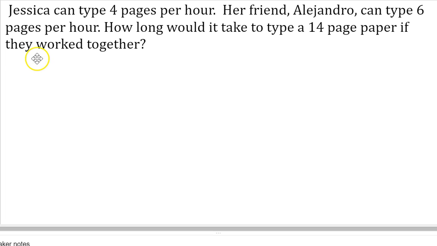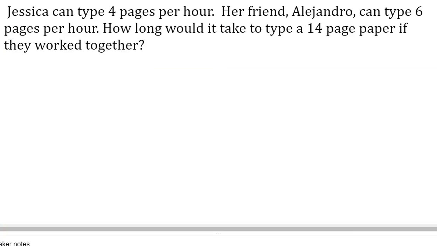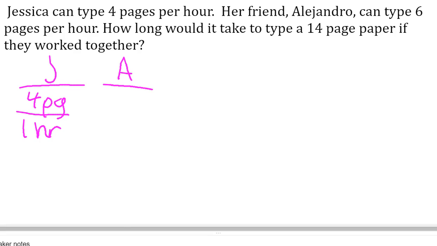So let's first take a look at what we know about Jessica. What we know about Jessica is that she can type 4 pages in 1 hour. And what do we know about Alejandro? We know that Alejandro is able to type 6 pages in 1 hour.